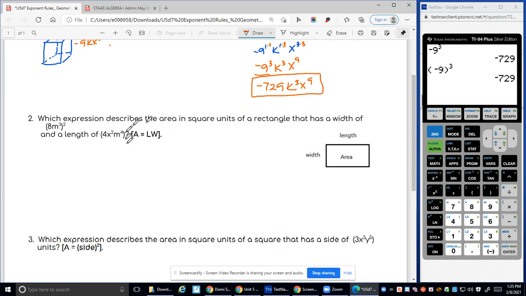We're going to use this formula. It's not a bad idea for you to remember these formulas from middle school. Let's write the formula and plug everything in. What are L and W doing? They're multiplying, so keep that in mind. Which expression describes the area? It has a width of, so this is W right here, and a length of, so this right here is L. Wherever I have L, I'm going to plug in all of that, and where I have W, I'm going to plug in all of what W equals. So let's plug stuff in.